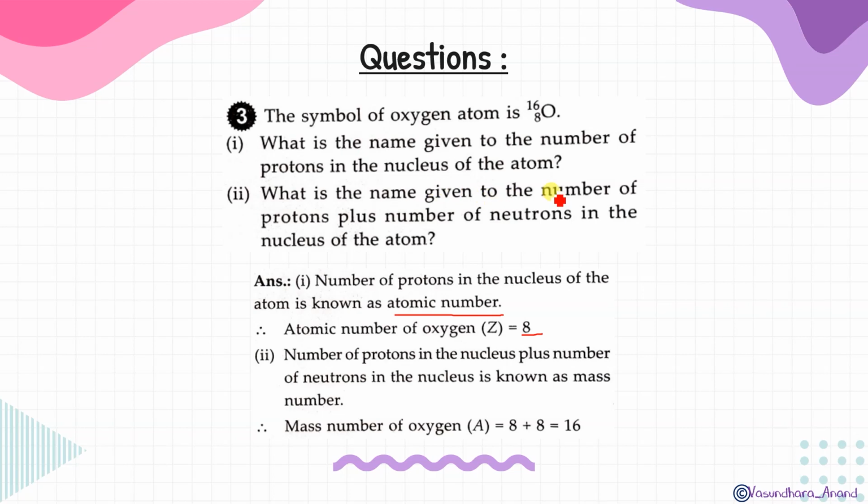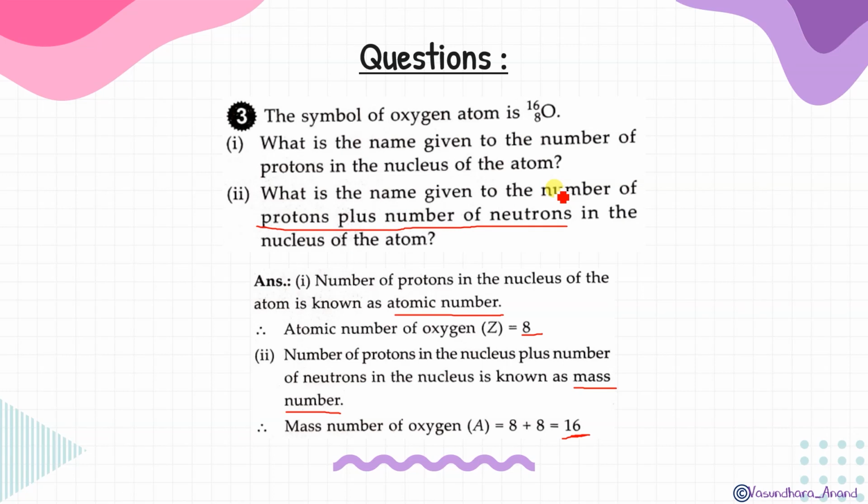Next, what is the name given to the number of protons plus the number of neutrons? That is called nucleons, which is also known as the mass number. So mass number is equal to neutrons plus protons, and that is given here as 16. I hope it is clear. 16 is the mass number, or you can say the nucleons. So can you find the neutrons? Yes, easily, because you know the mass number and the atomic number. Upper minus lower, you will get the number of neutrons. I hope it is clear. Any doubt in this?